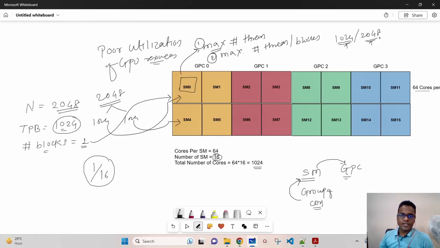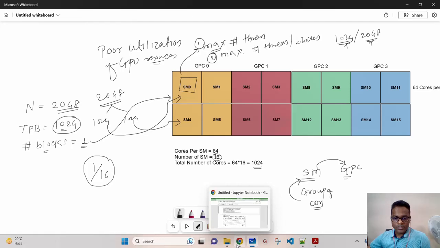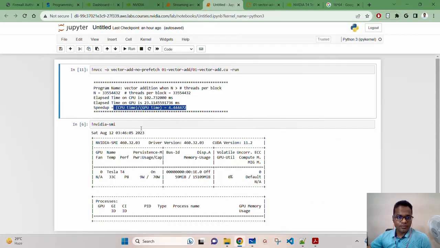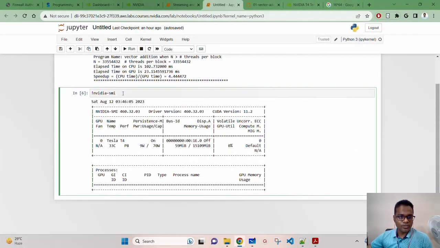Now the question is how to find out all those limits. On this particular cloud instance, I have a T4 GPU. If you execute the nvidia-smi command, you will get details about what GPU you have, what version of the driver is installed, and what the CUDA toolkit version is. In my case, I'm getting Tesla T4 GPU, the driver version is 460.32.03, and 11.2 is the CUDA toolkit version.